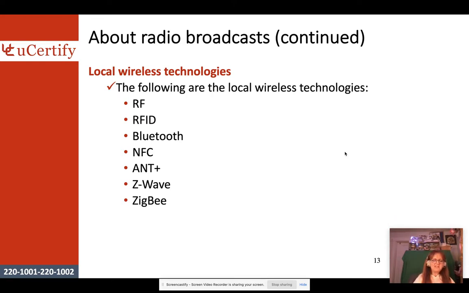Z-Wave is a proprietary standard that's maintained by Silicon Labs. It's commonly used for interoperable monitoring and remote control of home automation systems, so lighting control, thermostats, household appliances, and security systems. Zigbee is really similar to that. It's a personal area network standard. It's similar to Z-Wave, and so they're kind of competing standards, but you should know that Zigbee and Z-Wave are out there, and that's what you would use if you were setting up a client's home or even an office for automation.